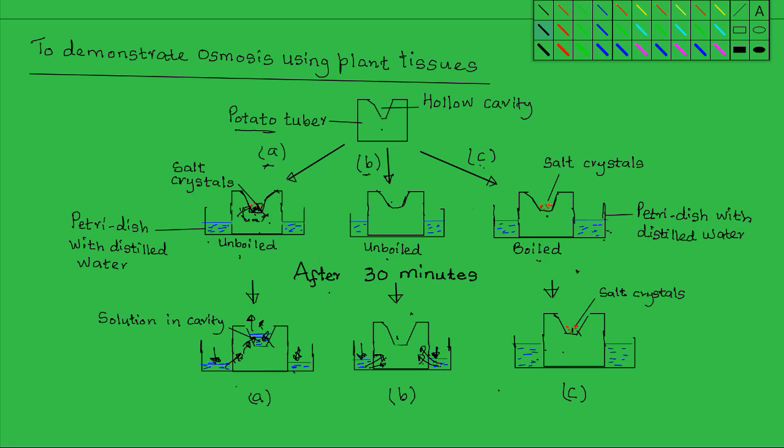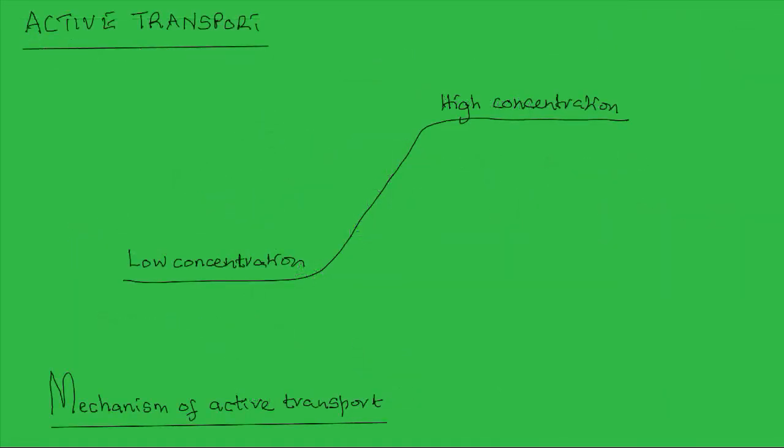The substances are moving from where they are lowly concentrated to where they are highly concentrated, and this process therefore occurs across the cell membrane, and the substances tend to move against a concentration gradient, because the substances are moving from where they are lowly concentrated to where they are highly concentrated. It's like they're moving uphill. Now, this type of movement requires energy.